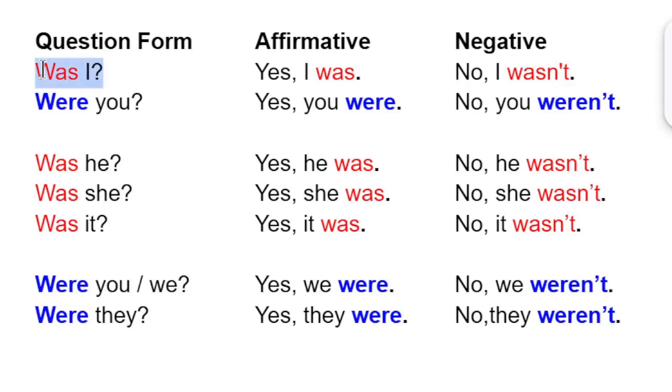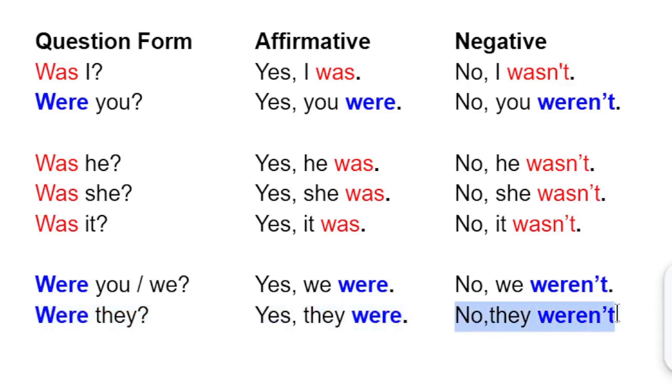Question: Was I? Answer: Yes, I was. No, I wasn't. Question: Were you? Answer: Yes, you were. No, you weren't. Was he? Yes, he was. No, he wasn't. Was she? Yes, she was. No, she wasn't. Was it? Yes, it was. No, it wasn't. Were we? Yes, we were. No, we weren't. Were they? Yes, they were.